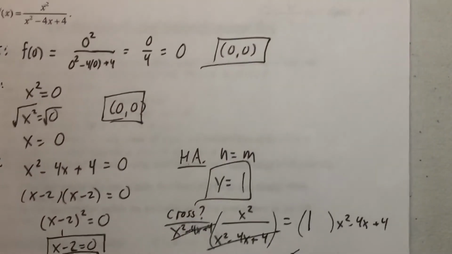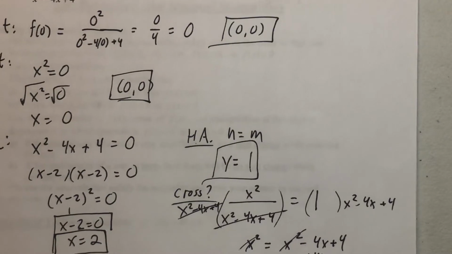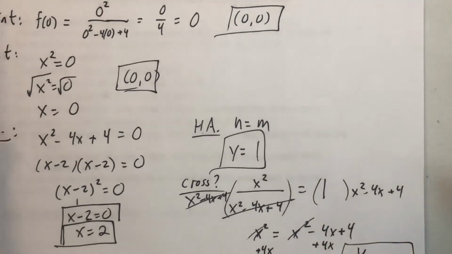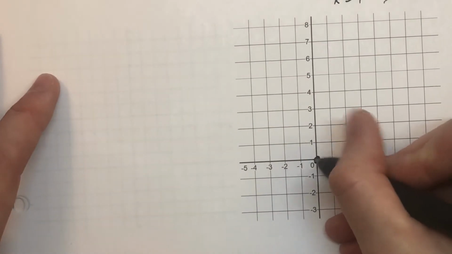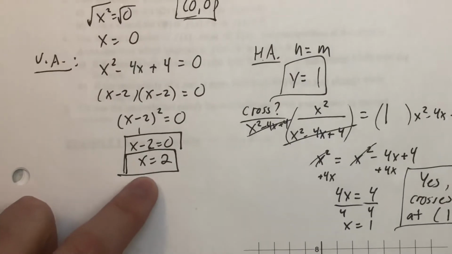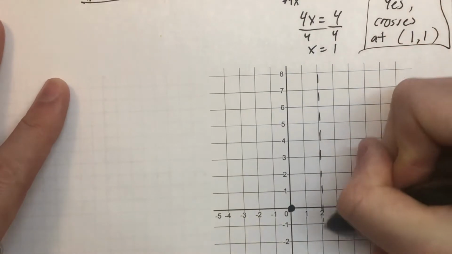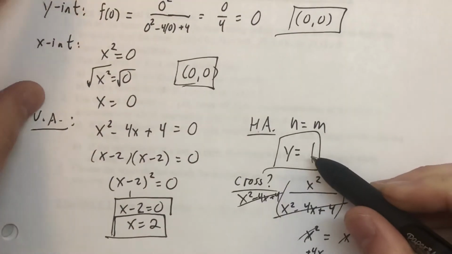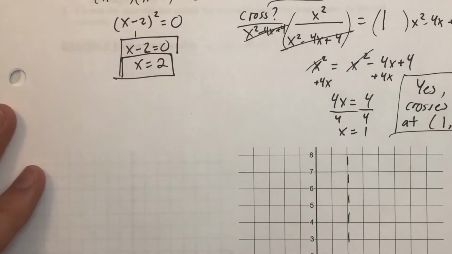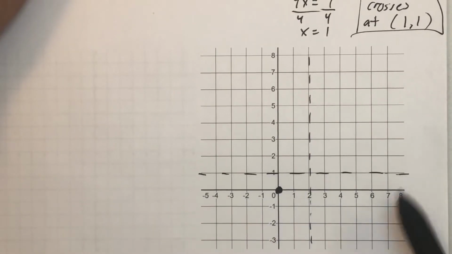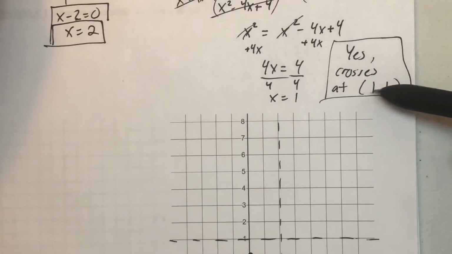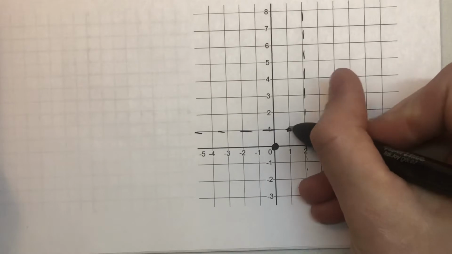So now we will take this information, well, it's somewhat limited, and we will use it. Let's put this information on our graph first. So both x and y-intercept being the same point, 0, 0, giving me a dot right there. Our vertical asymptote of x equals 2, giving us a vertical line there. Horizontal asymptote of y equals 1, giving us our horizontal line there. And then the graph crossing our horizontal asymptote at the point 1, 1. So that would be a point right there.